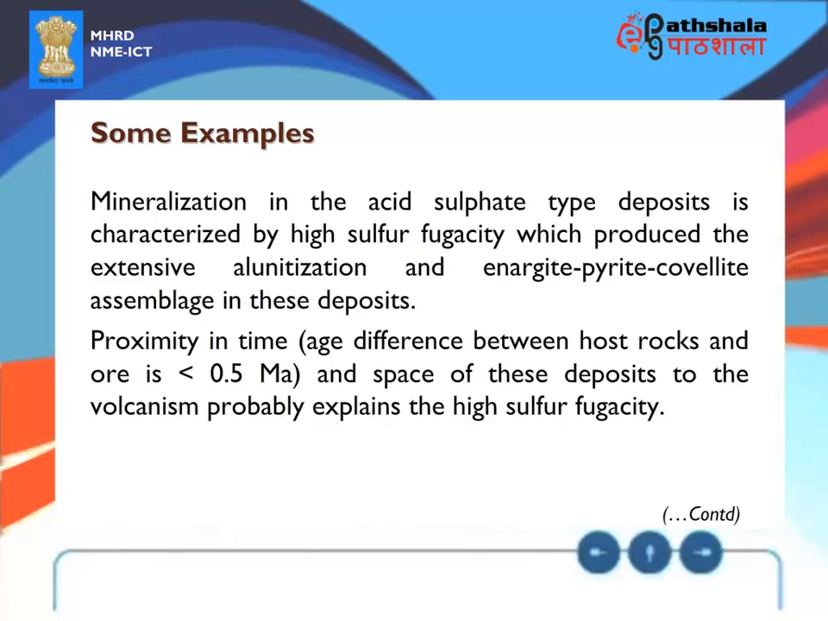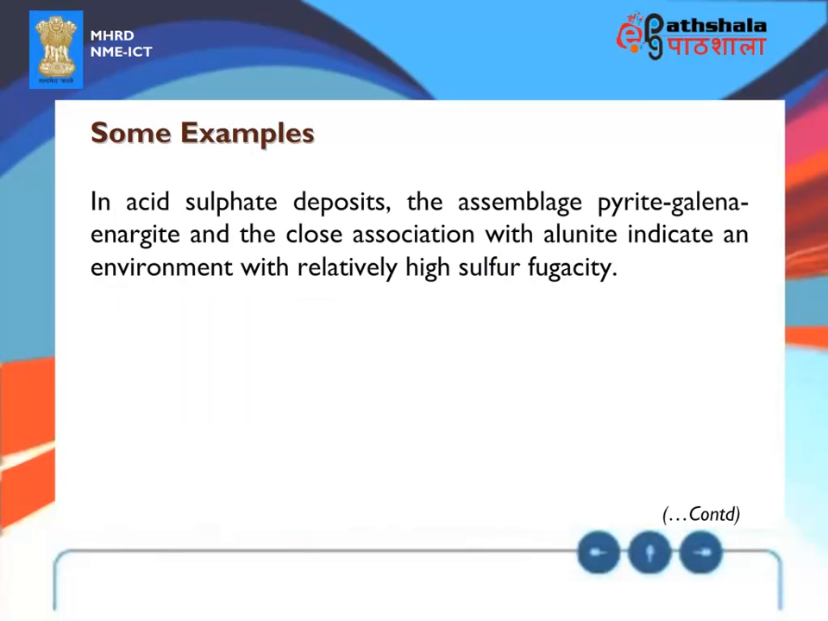Proximity in time, age difference between host rocks and ore is less than 0.5 million years, and space of these deposits to the volcanism probably explains the high sulfur fugacity. In acid sulfate deposits, the assemblage pyrite galena enargite and the close association with alunite indicate an environment with relatively high sulfur fugacity.